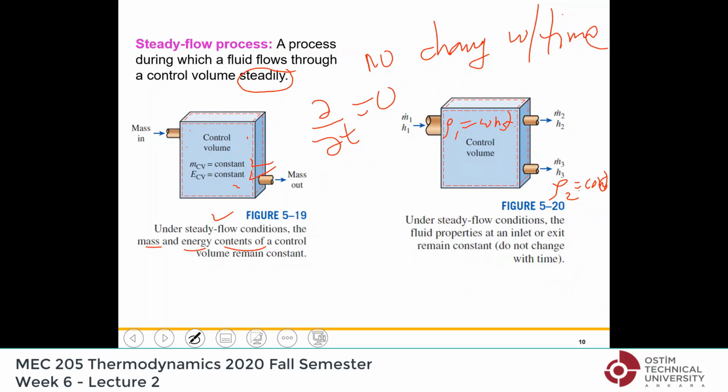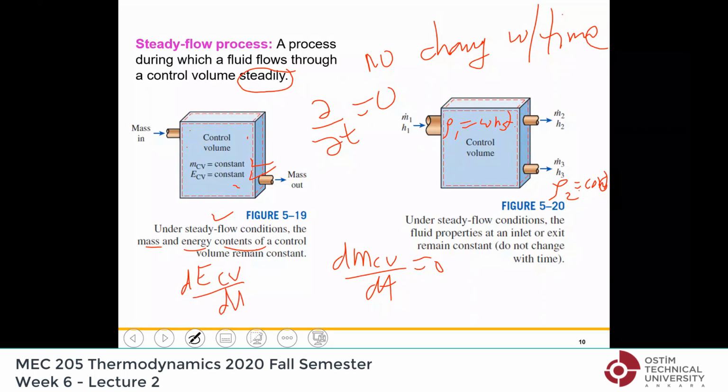So we say under steady flow conditions, the mass and energy contents of a control volume remain constant. Which means if you have a steady flow process, then dm control volume dt, the variation with time, is 0, and dE control volume dt is again 0. That is, the mass and the energy of a control volume during a steady flow process will not change. Okay.